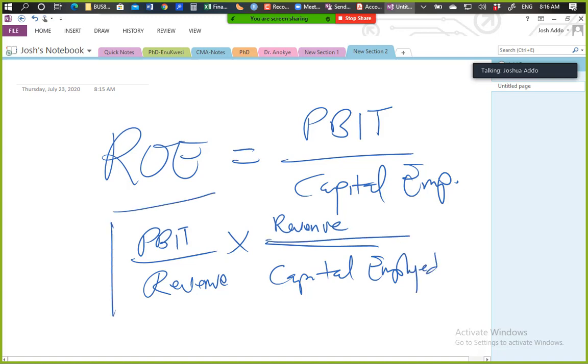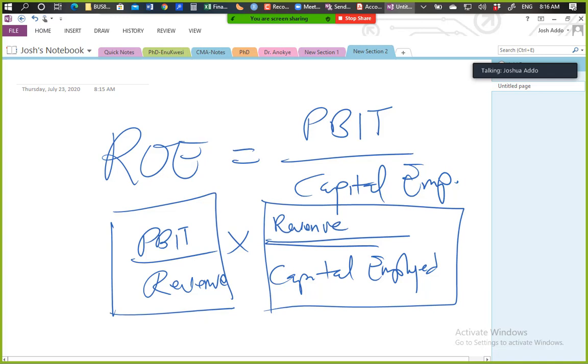This one is a different ratio. This one is also a different ratio. This ratio is for operating profit margin. Permit me to write in shorthand like this. And this formula is for asset turnover.